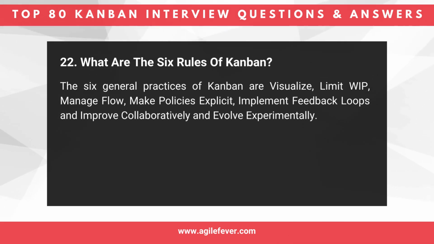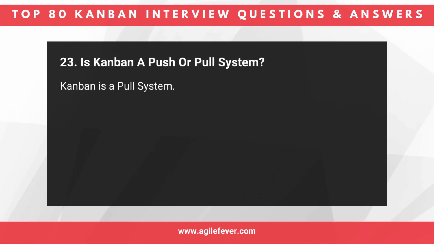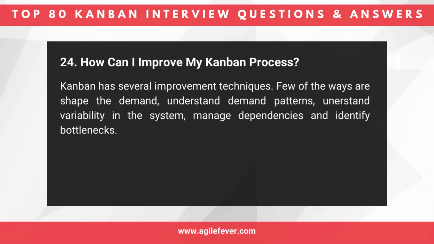Question 22. What are the 6 rules of Kanban? The 6 general practices of Kanban are visualize, limit WIP, manage flow, make policies explicit, implement feedback loops and improve collaboratively and evolve experimentally. Question 23. Is Kanban a push or pull system? Kanban is a pull system. Question 24. How can I improve my Kanban process? Kanban has several improvement techniques.